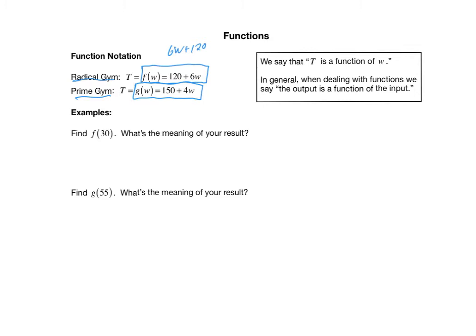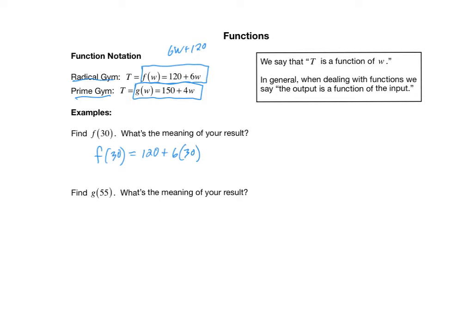Now let's see if we can use them. So this says to find f of 30. Again, this is read as f of 30. So we want to find f of 30. What that means is we've got an input of 30 and we want to know what the corresponding output is. Well, this is the rule. Again, it says f, so we're talking about Radical Gym. The rule is this: you take 120 and you add to that 6 times whatever the number of workouts is. And in this case, it's 30.